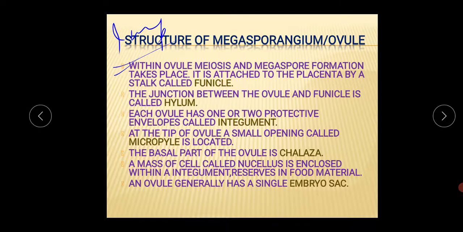Apart from this, a mass of cells called the nucellus is enclosed within the integument. It reserves the food material, and actually it provides nourishment to the nascent ovule. This nucellus region provides nourishment because this mass of cells reserves food material. An ovule generally has a single embryo sac.